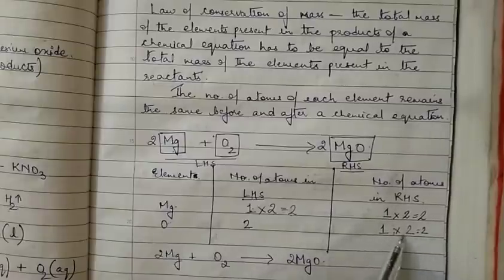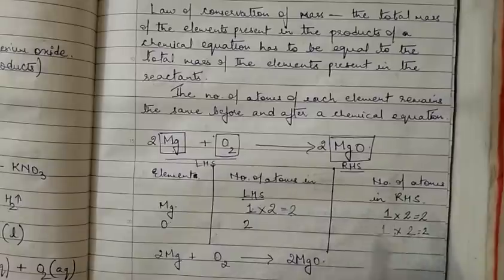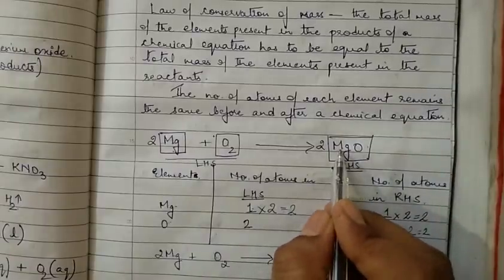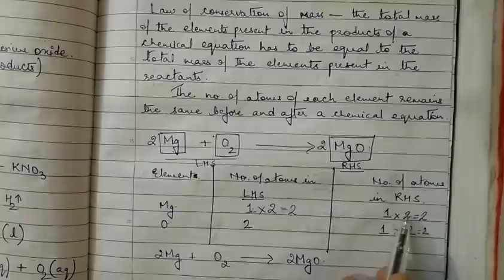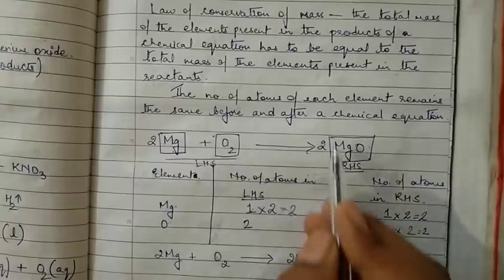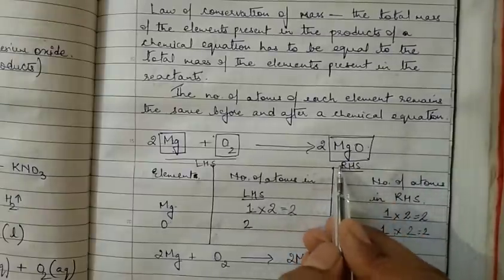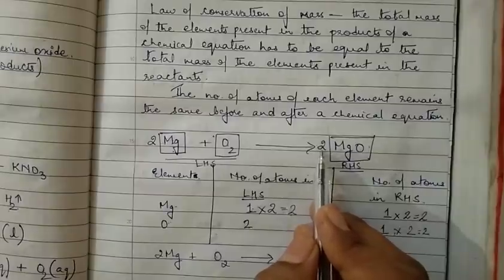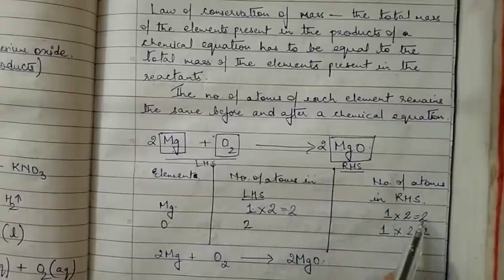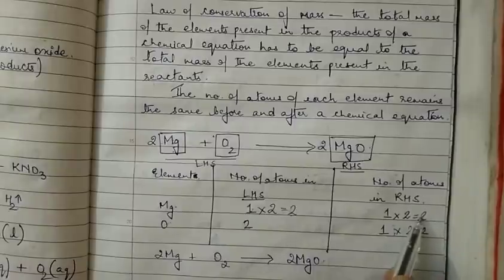Now because this oxygen on the right hand side is occurring along with magnesium, we need to multiply that also by 2. Remember, we are not making any changes in the molecular structure of MgO. We are only adding atoms here. So what we have done? We have added a 2 here. So this means that the number of magnesium atoms also becomes 2 on the right hand side.